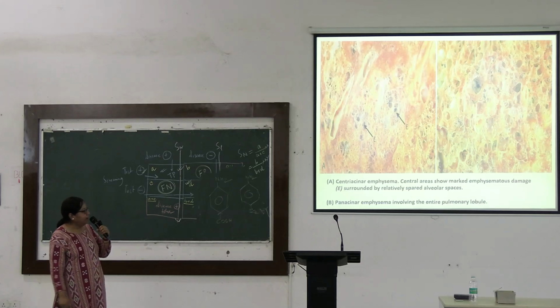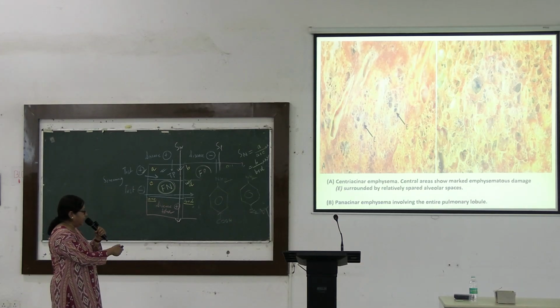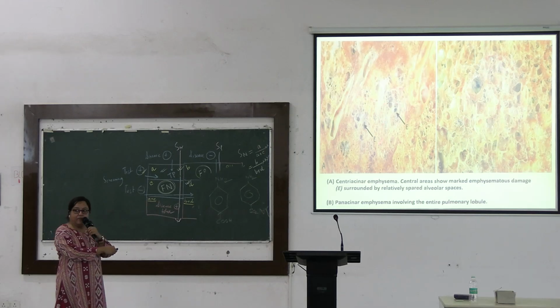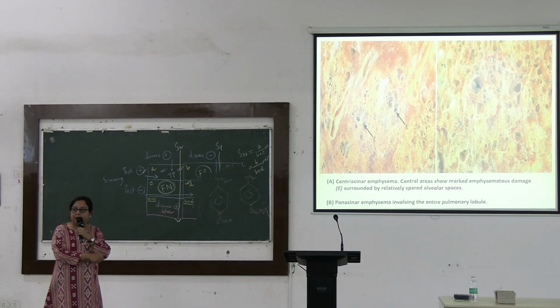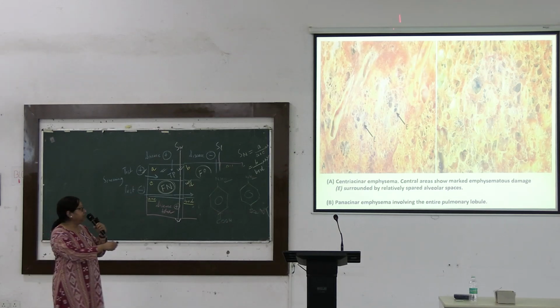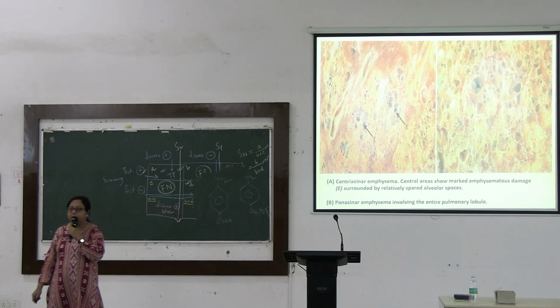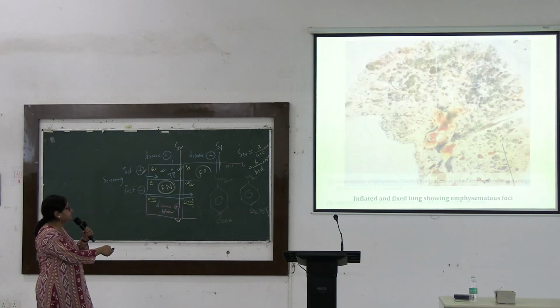So this is another image of centriacinar emphysema where we can see that there is emphysematous change. See this marked E. This is the emphysematous change. And in panacinar emphysema, it is involving the entire lung lobule. So this is centriacinar, this is pan. Pan means entire, so it is involving the entire lung lobule.